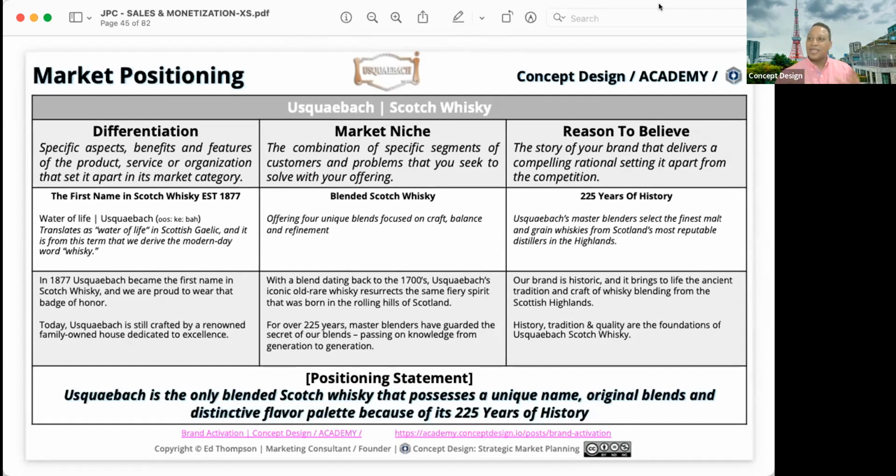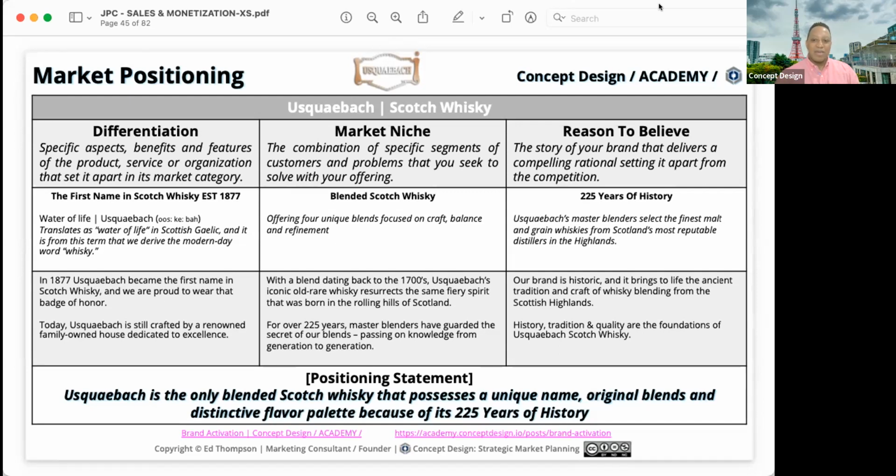We're not discussing it in detail in this session because that's not the purpose, but we look at the differentiation, the market niche, and the reason to believe. That emotional something that helps convince a consumer that they should invest emotionally in your brand. And so we come up with a positioning statement. Ushkaba is the only blended Scotch whiskey that possesses a unique name, original blend, and distinctive flavor palette because of its 225 years of history.